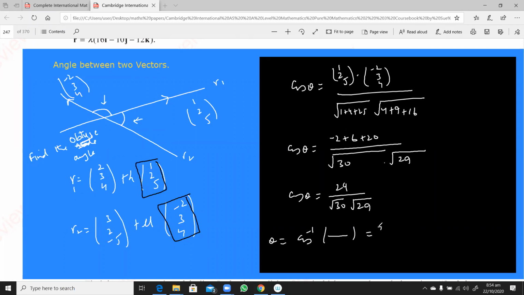35.5 degrees. Now you see the question says find the obtuse angle, but the working has given us the acute angle. So you will say that the obtuse angle between these two vectors is going to be 180 minus 35.5 degrees. So that is 144.5 degrees. You got it?